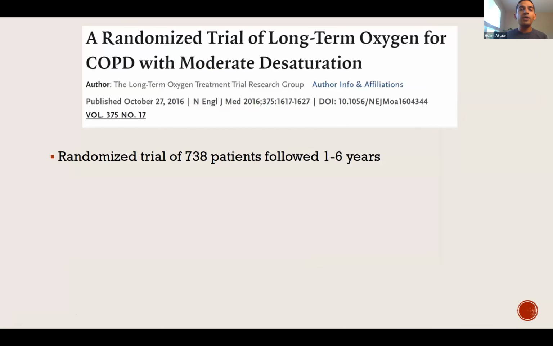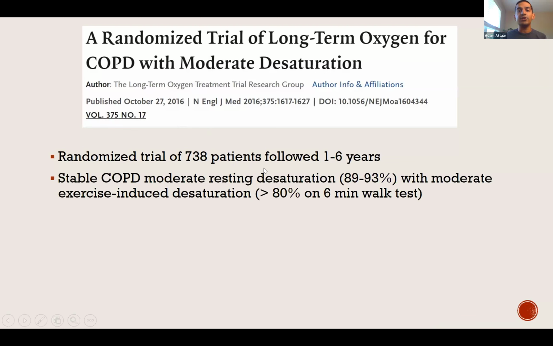10 years ago, we extrapolated this data on mortality benefit for using oxygen for saturation less than 88% at rest to also those patients who are desaturating with exertion. The study looking at this was done in 2016, called the LOT trial. It randomized 738 patients and followed them over 1 to 6 years.